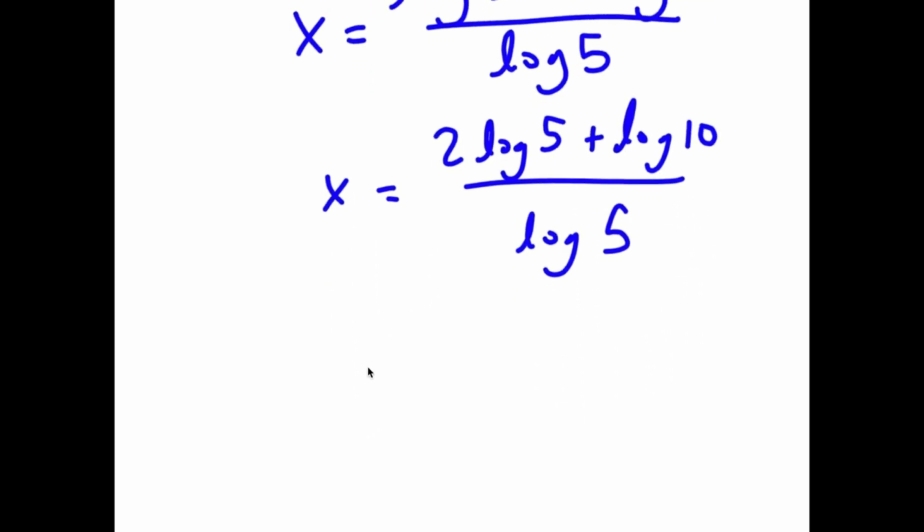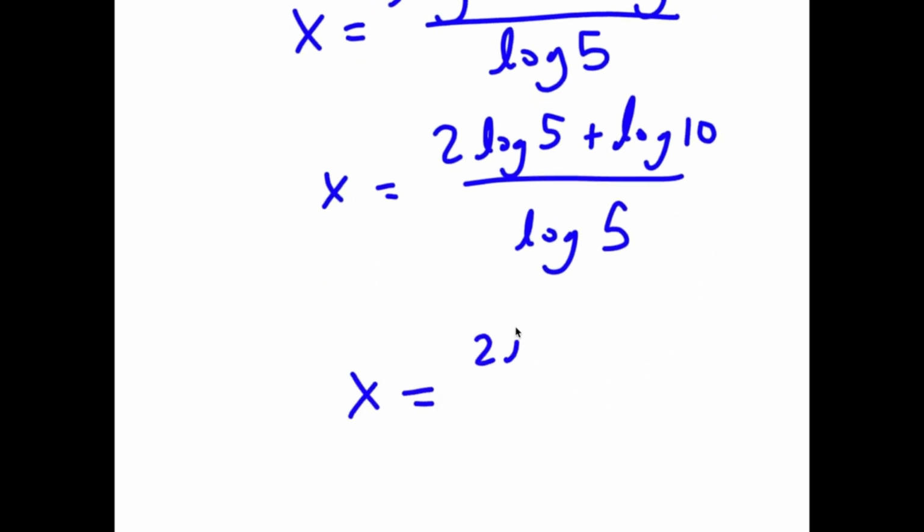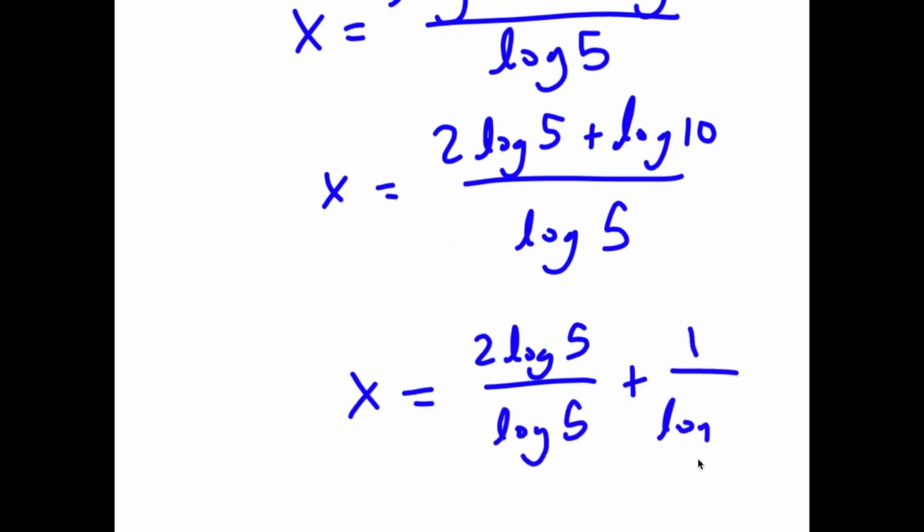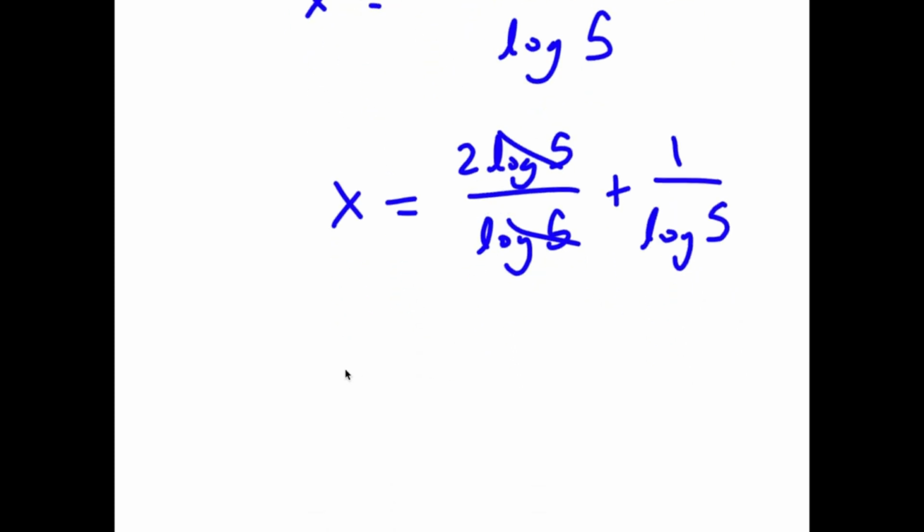And log 10 is equal to 1. So I have x is equal to 2 log 5 over log 5 plus 1 over log 5. These two cancel out, so I get x is equal to 2 plus 1 over log 5.